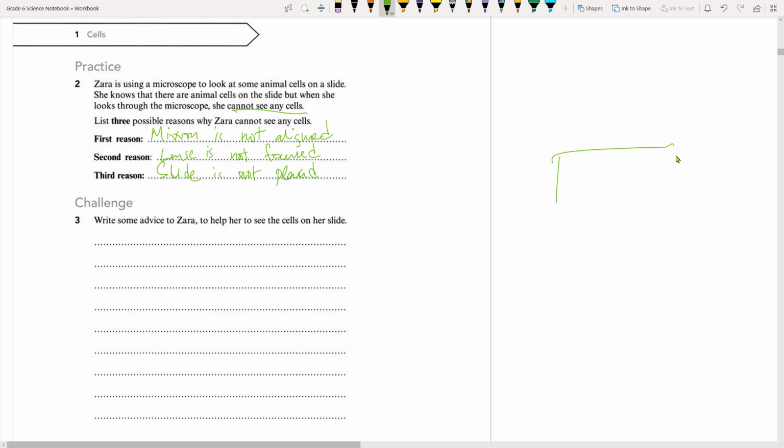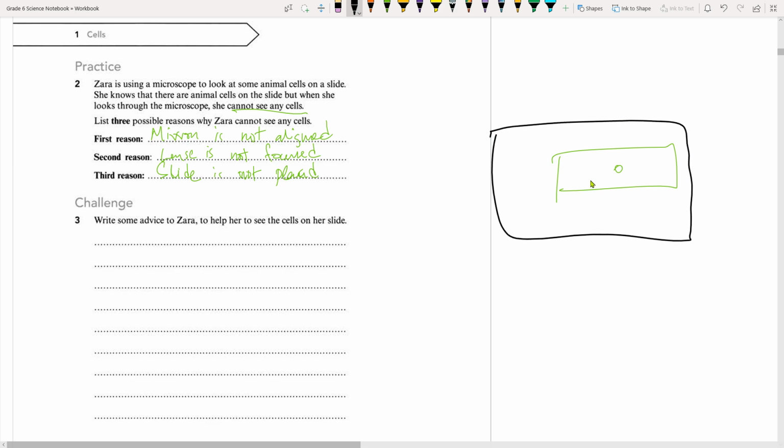Let's say this is the sample area, and she placed the sample on a stage on one side, and this is the center, right? The center piece where the light is going to be, where the focus is going to be. So obviously if the animal cells are right here, how can you see this? So that's the problem. Then you have to give advice on how to correct these. Remember, all the reasons that you have given, you have to fix them as well.